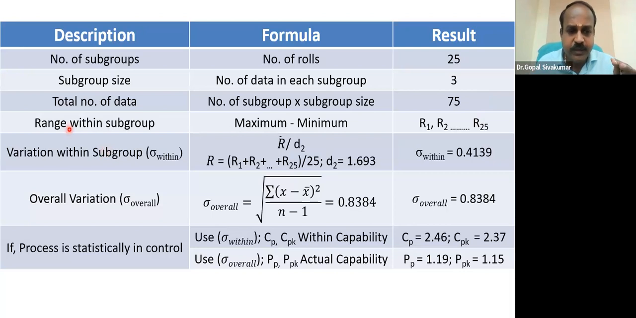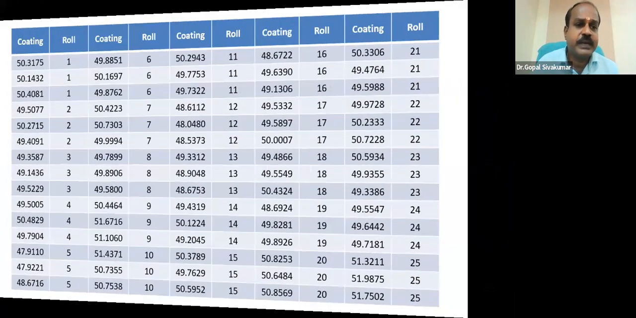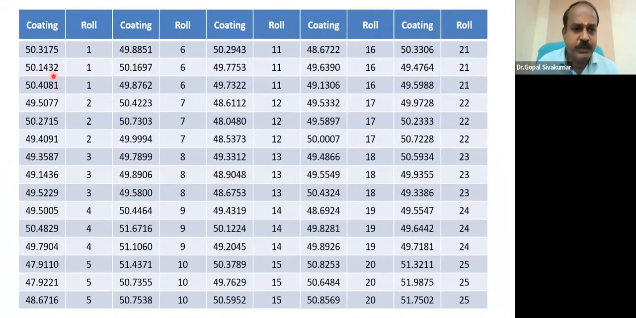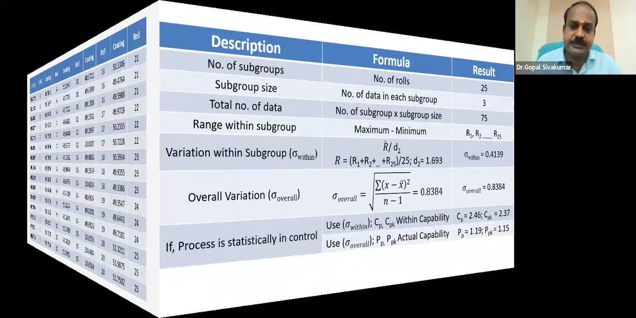Now see here, for every subgroup, please calculate the range. You know maximum minus minimum is the formula. For the first subgroup, what is maximum here? There are 3 data points. Maximum is 50.4. Minimum is 50.1. And the difference is R1. In this manner, you have to come up to R25. See here, you have R1, R2, up to R25.